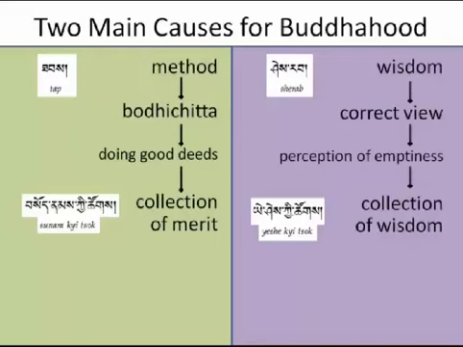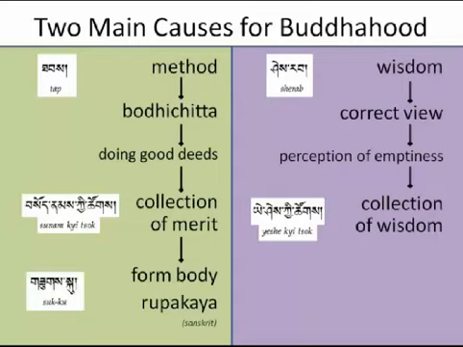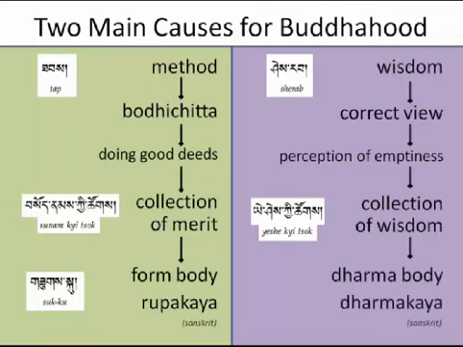So the direct cause of a Buddha is going to be the collection of merit. It's going to form the Buddha's form body, which is known as the Rupakaya in Sanskrit, or the Sukhu in Tibetan. The collection of wisdom is the direct cause of the Dharma body, or the Dharmakaya in Sanskrit. So kaya means body. In Tibetan, Chukku.